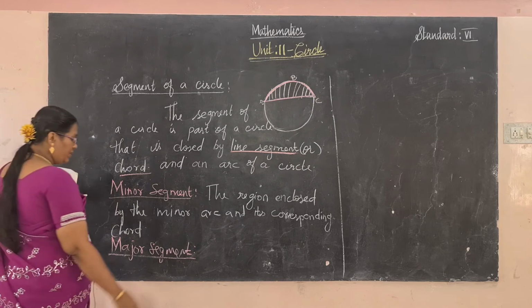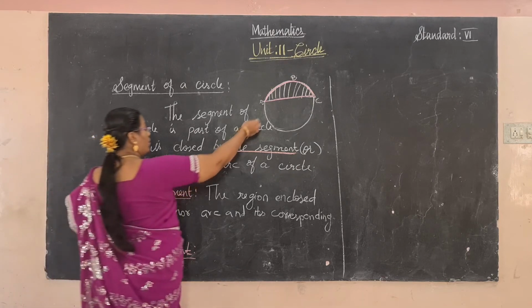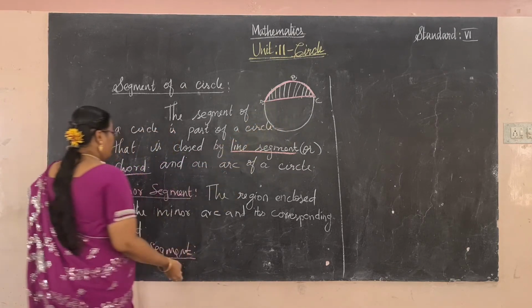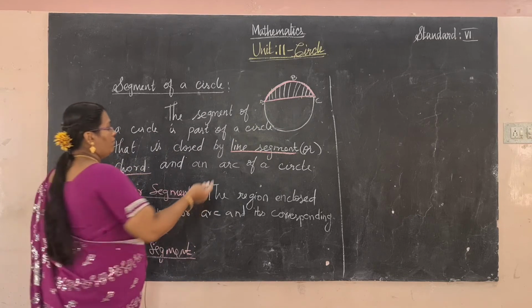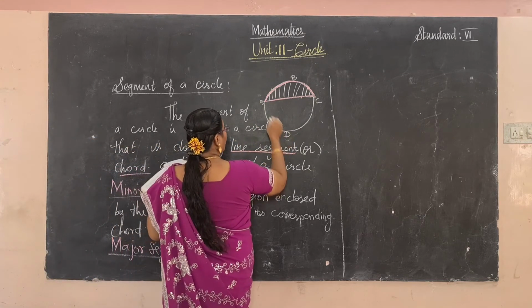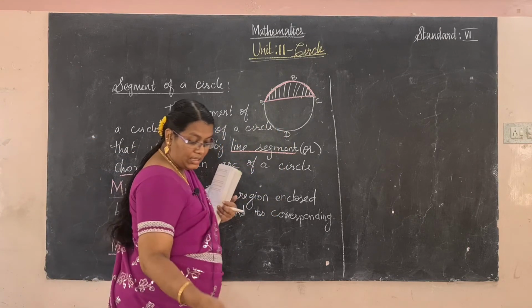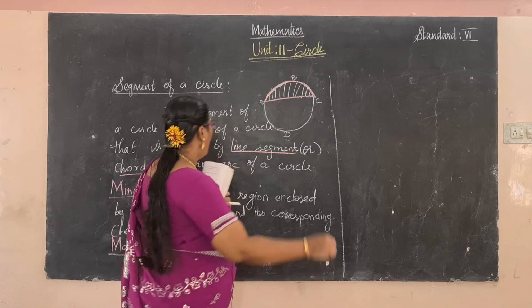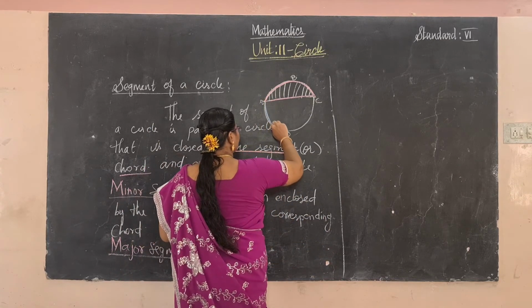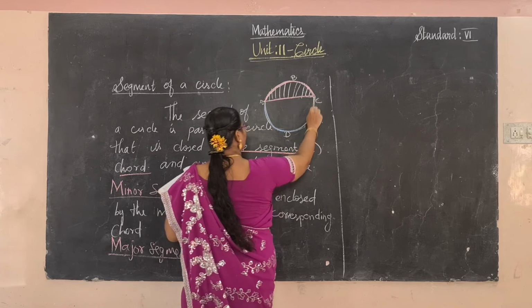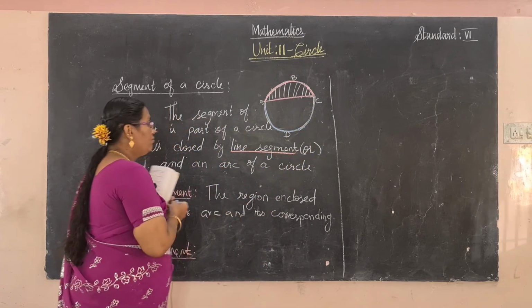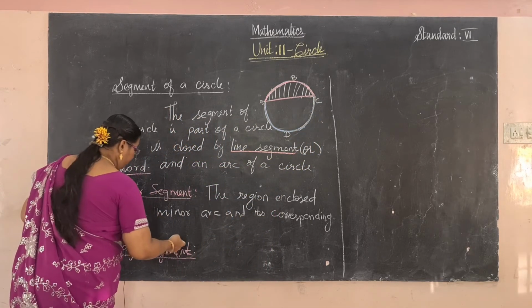So major segment means the region enclosed by the major arc. Here the major arc is ADC. ADC is called the major arc.